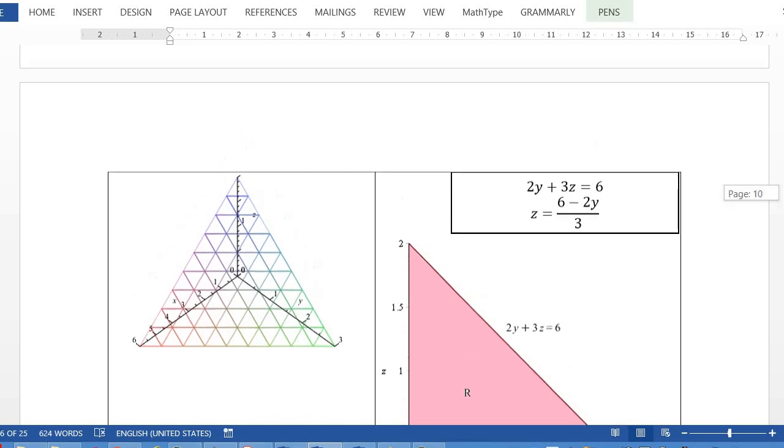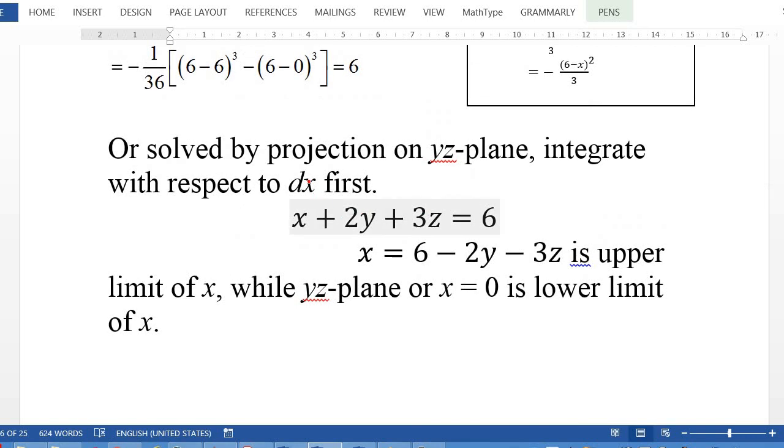And then before that, if you integrate with respect to x first, you need the limits of x, and the upper limit of x is obtained from the upper surface x plus 2y plus 3z equal to 6. If you want to integrate with respect to x, you must solve for x as the subject. So x here will be 6 minus 2y minus 3z, which is the upper limit of x.